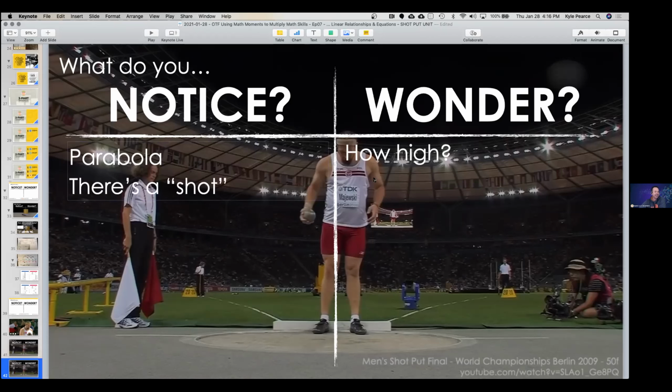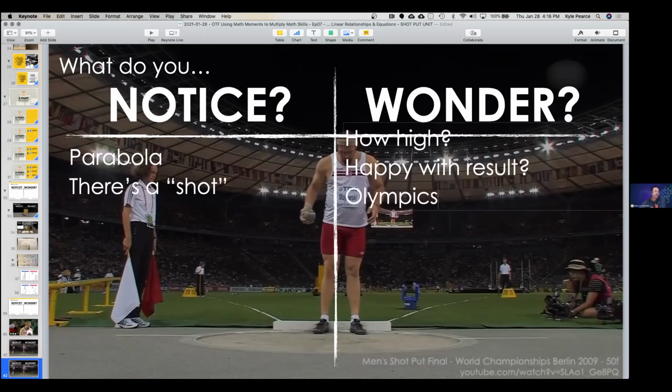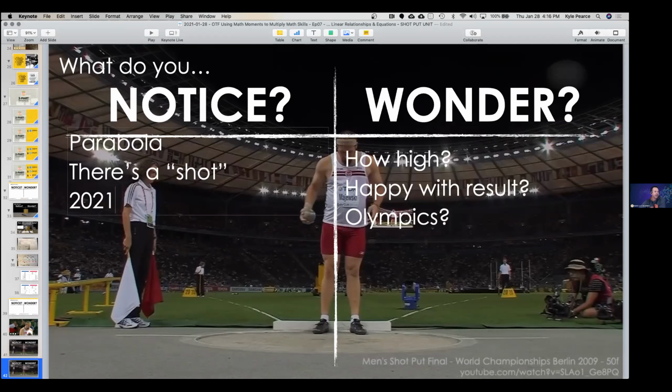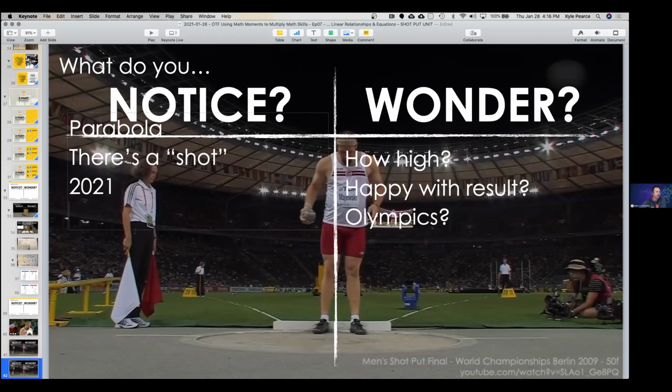We've got, is he happy with the result? That's a nice wonder. Is this the Olympics? Denise wants to know. And then 20, 21, but no further numbers. We see some numbers, but we're not seeing maybe what that means. Looks like it could be a world record. Churchill is wondering out loud here.